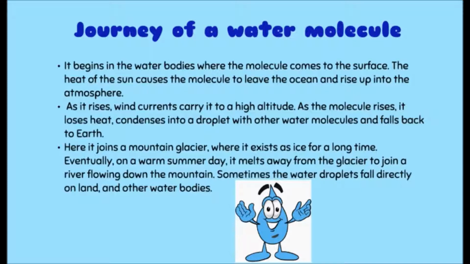Here it joins a mountain glacier, where it exists as ice for a long time. Eventually, on a warm summer day, it melts away from the glacier to join a river flowing down the mountain. Sometimes the water droplets fall directly on land and other water bodies. Eventually, all the water molecules return to different water bodies and the cycle begins again.